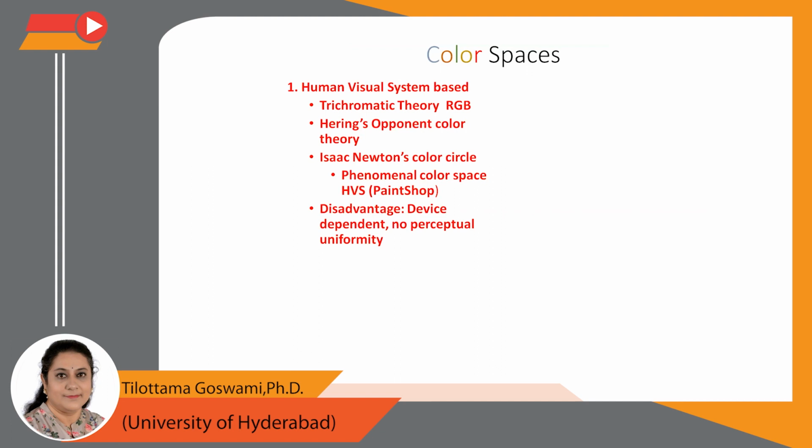Another theory behind this HVS is Isaac Newton's color circle. It mentions the hue and saturation for describing colors. The disadvantage of HVS based color space is that it is device dependent, as we have discussed in the last slide, and there is no perceptual uniformity. What do you mean by perceptual uniformity? A system is perceptually uniform if a small perturbation to a component value is approximately equally perceptible across the range of that value. RGB is perceptually non-linear.